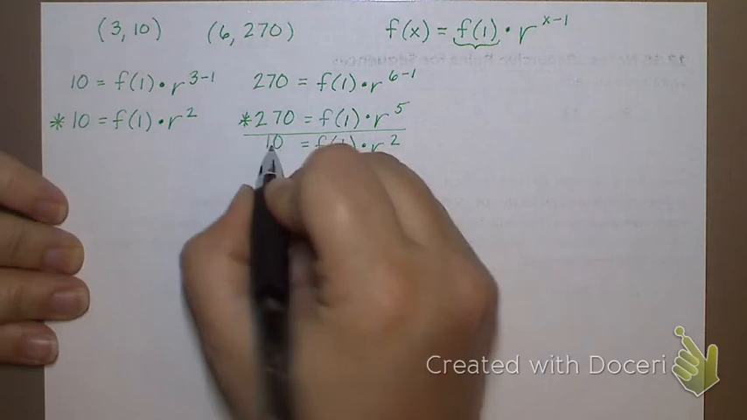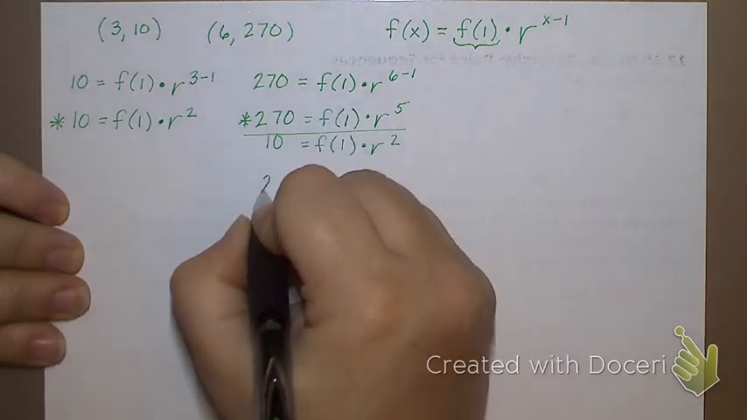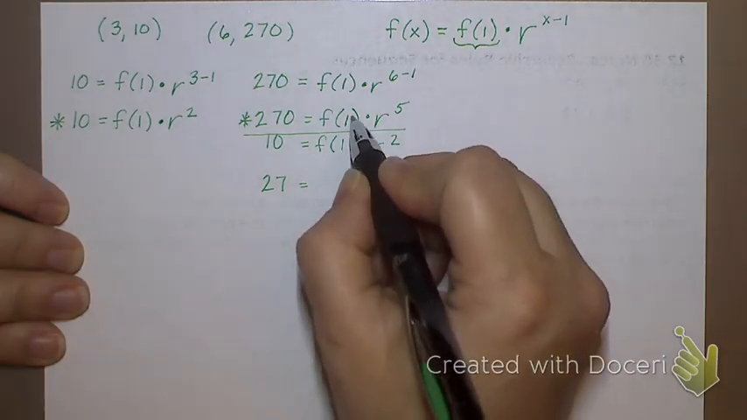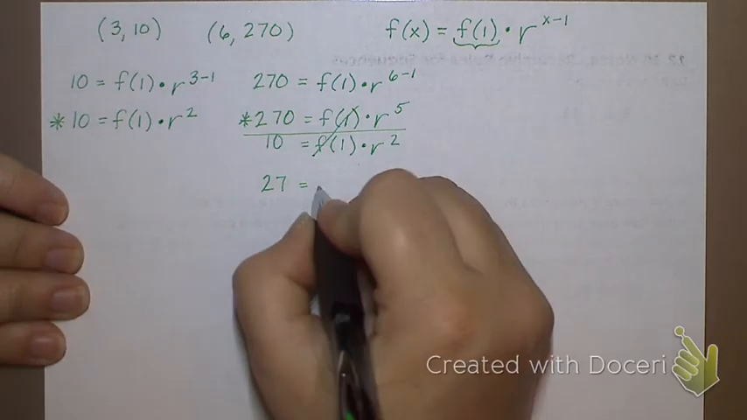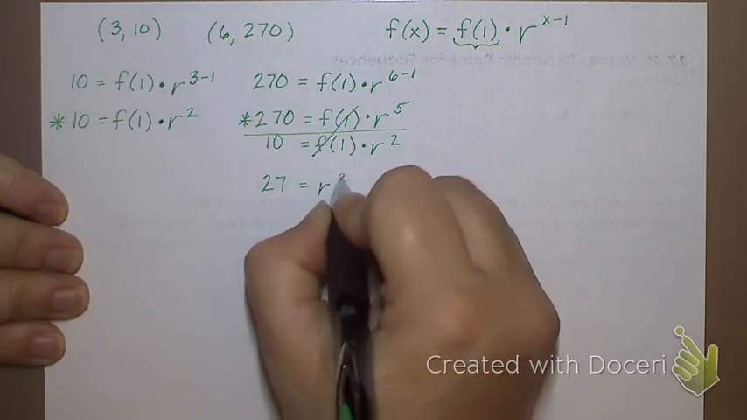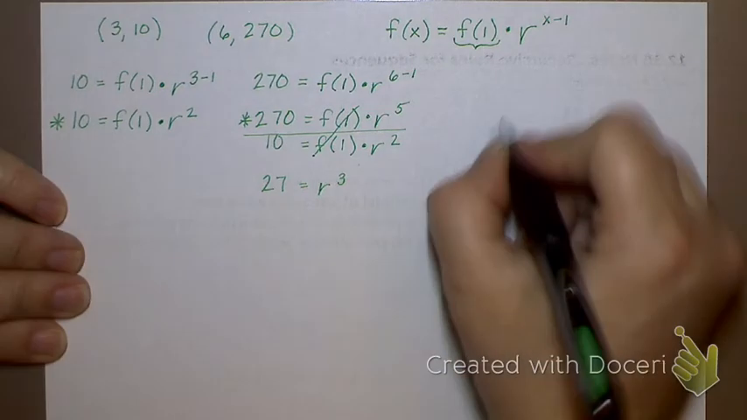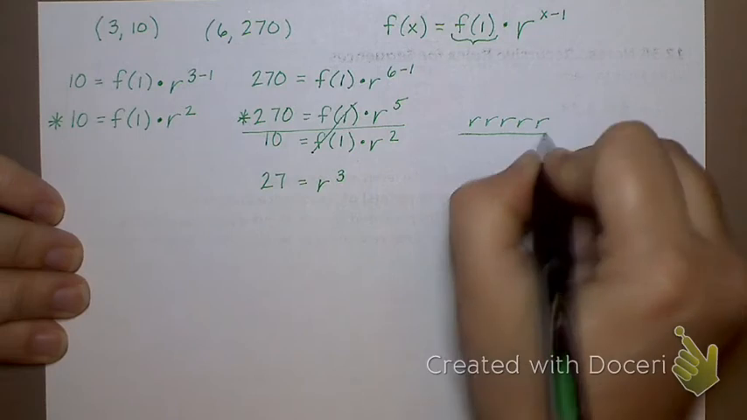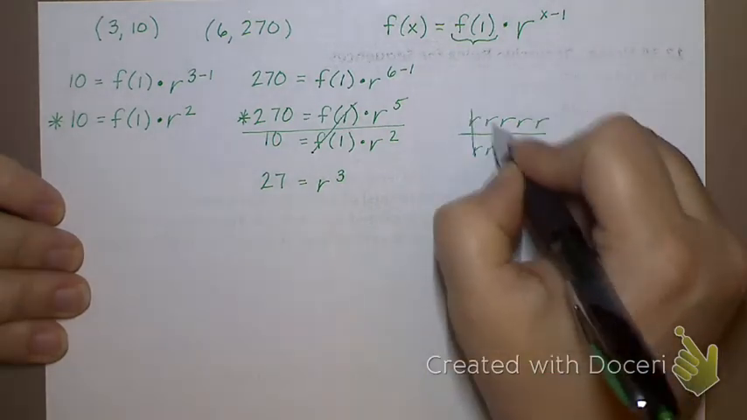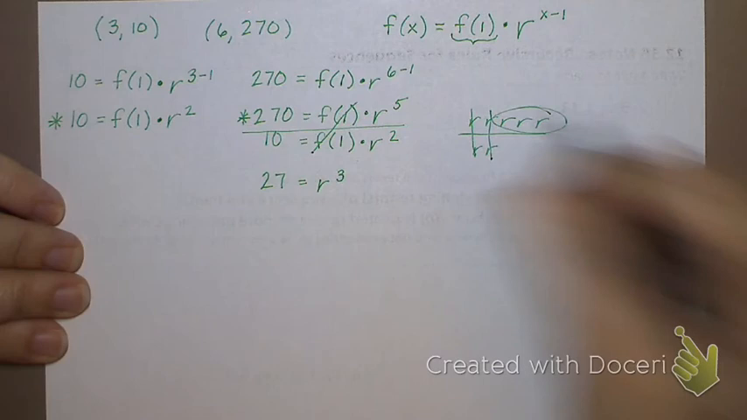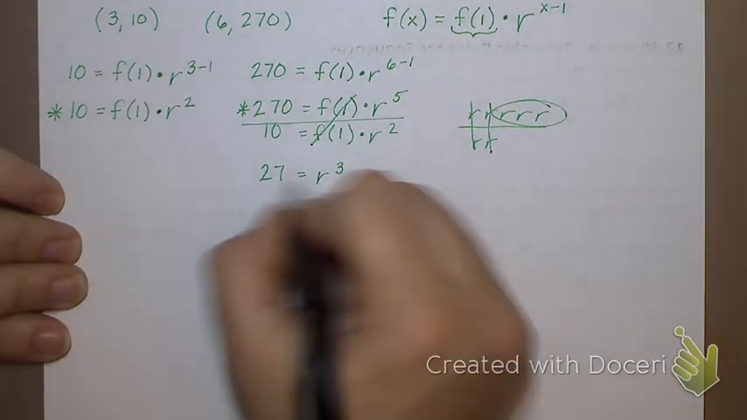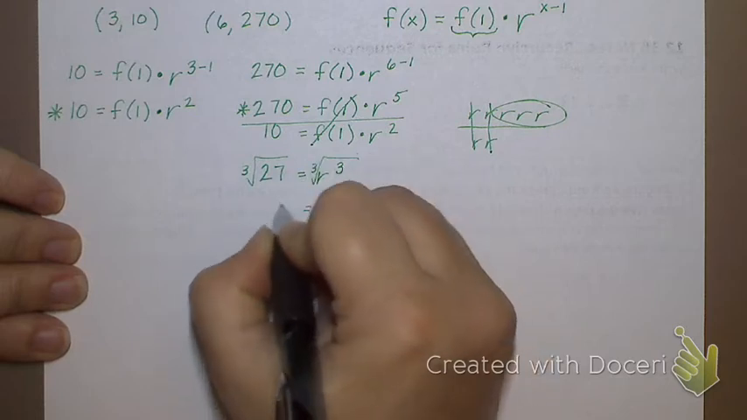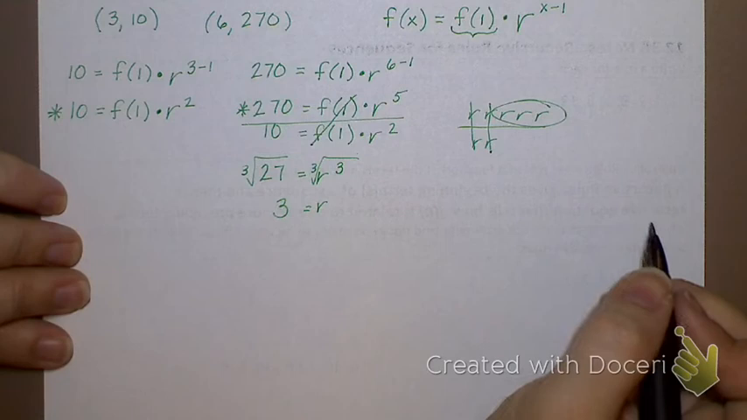So what's 270 divided by 10? 27. What happens to f of 1 over f of 1? And r to the 5th over r to the 2nd equals r to the 3rd, right? For those of you that are not quite understanding that, this is what r to the 5th looks like. That's what r squared looks like. Cancel, cancel. You're left with r to the 3rd on top. So if 27 equals r to the 3rd, I take the cube root to get r. And what does r equal? 3. Cube root of 27 is 3.